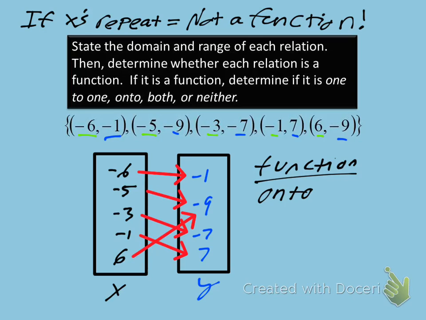Fantastic. Now, does each x have a unique y? No. Okay, because -5 and 6 both go up with -9. See that? That's how you know you're not unique and you're not 1-to-1.